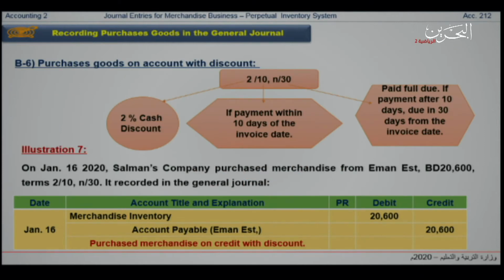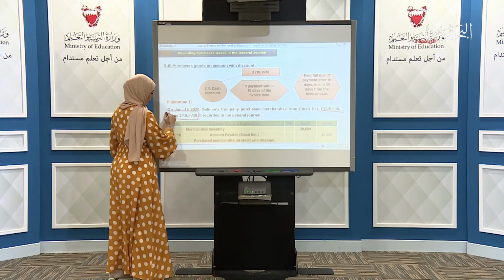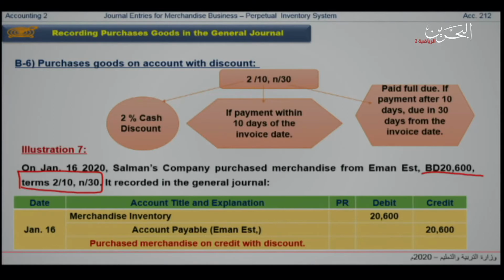Shifting to the purchase of goods on account with discount. Let us take this example. Salman company purchased merchandise from Iman with an amount of 20,600 with this term. Let us take more details for the term that I have. It means the 2% cash discount that I will get if I make the payment within 10 days.